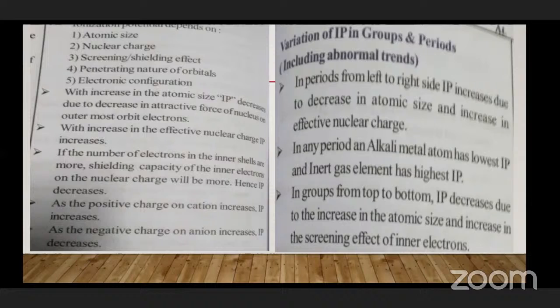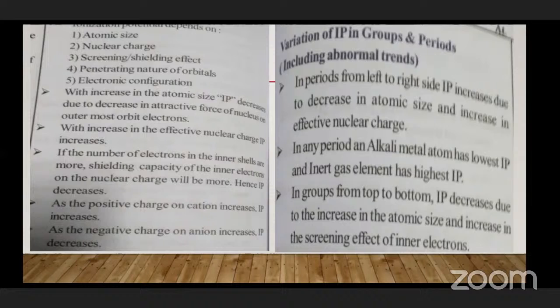Because the inner electrons can act as screens or shields. Otherwise, the atomic size is more for cesium. Otherwise, the number of shells is more for cesium. And the energy required to remove the electron from the sixth shell is very less when compared to the third shell. Because of that reason, sodium requires more energy, cesium requires much less energy.